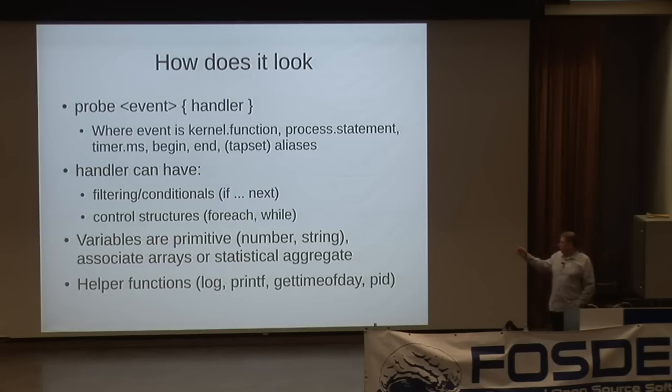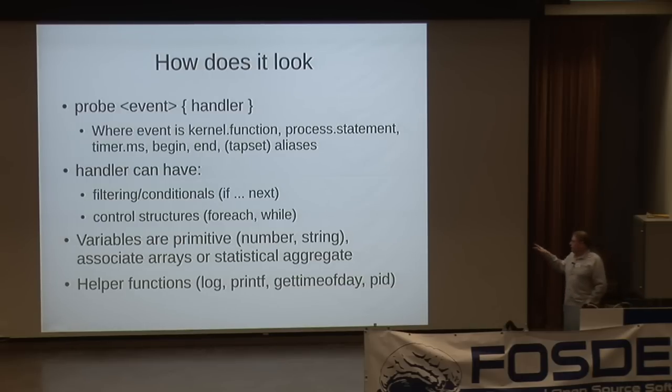And there are simple control structures. For each is for the associative arrays and statistical variables, and you can loop over those. Of course, there are limits that see, oh, it did too many steps, limiting the whole system too much, and that is kind of the default. We always want that there's no noticeable impact on the system unless you explicitly specify, yes, I want to use megabytes of memory, and I know what I'm doing.